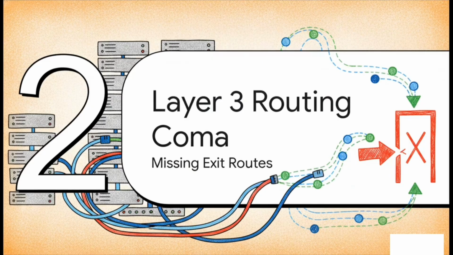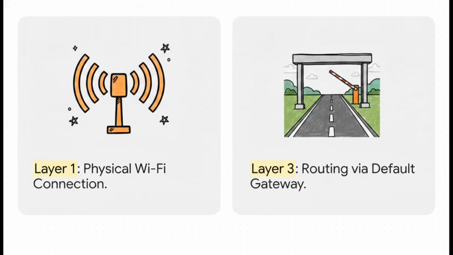Moving on to part 2, Layer 3 routing coma. Let's drop down to the foundational routing level to diagnose our first major point of failure. This is where we separate the physical connection from the logical paths. It is absolutely vital to understand that Layer 1 and Layer 3 are entirely different beasts. Having 4 solid Wi-Fi bars in your system tray, well, that just means Layer 1, the physical radio wave connection, is healthy. It means literally nothing for your actual internet access if Layer 3 is broken, because Layer 3 requires an assigned IP address and, crucially, a default gateway to tell your traffic where to go.